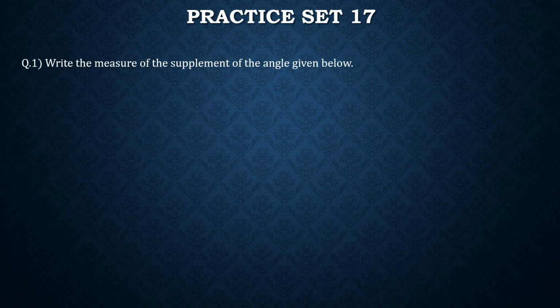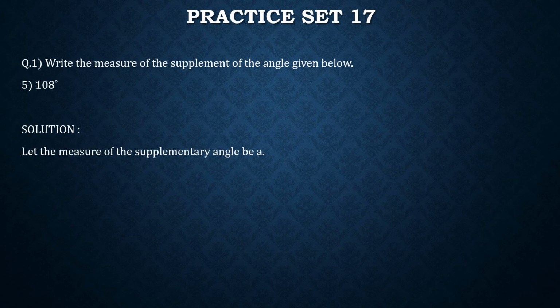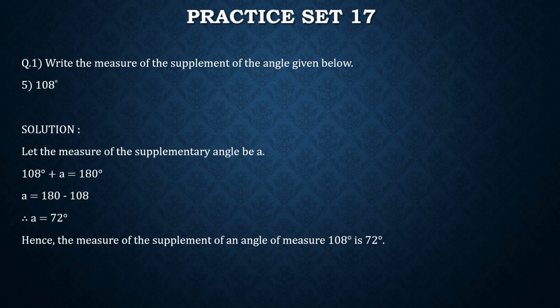Fifth sum, 108 degrees. Solution. Let the measure of supplementary angle be A. 108 plus A is equal to 180 degrees. Therefore, A is equal to 180 minus 108. Hence, A is equal to 72 degrees. Hence, the measure of supplement of an angle of measure 108 degrees is 72 degrees.